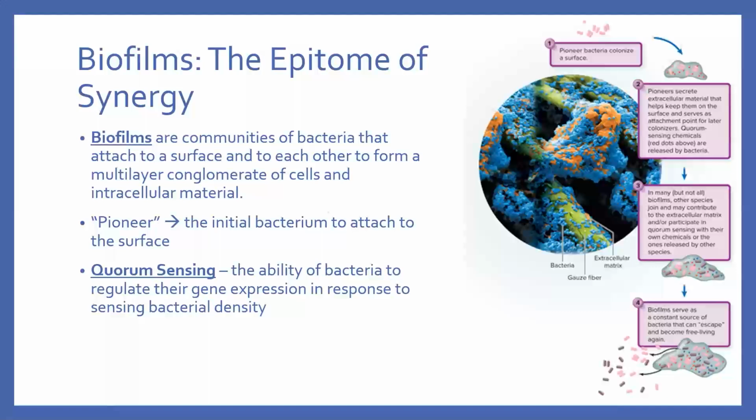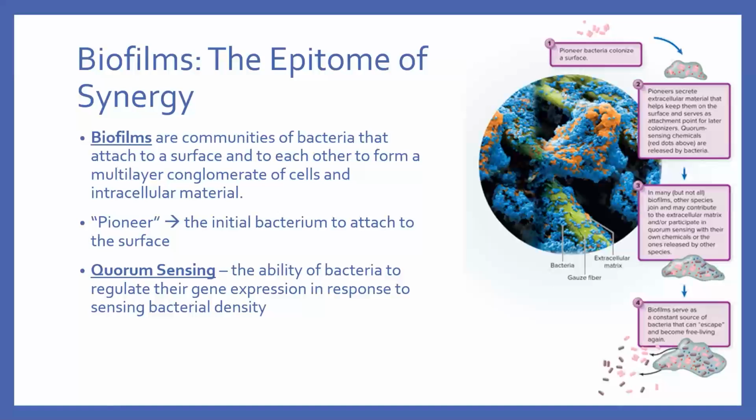They're still their own entity. They don't have to be together, but when they're all working together, they're much more efficient. Okay, so we're going to go through this little flow chart here. We first start with a pioneer bacteria. A pioneer is the initial bacterium that attaches to the surface. So maybe you have a catheter or a surface in the hospital, something like that, okay? And that initial bacteria shows up on the surface.